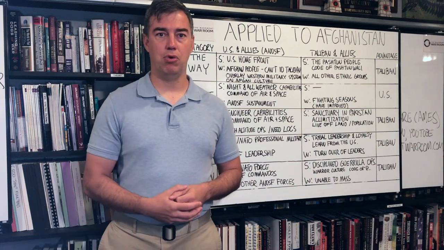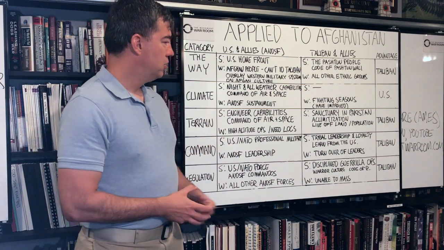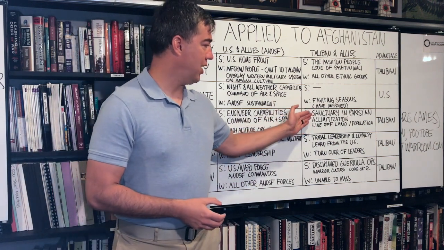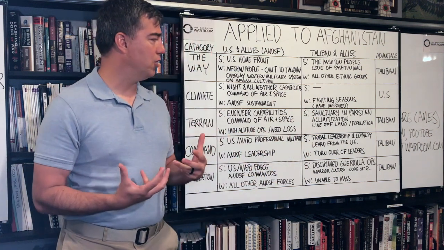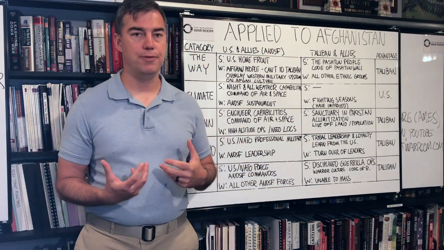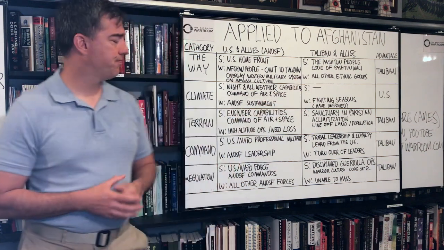So the Pashtun people that happen to live in Pakistan provide a lot of support and sanctuary to the Taliban, who are Pashtuns. So that sanctuary is a great strength. They're acclimatized, they're able to live off the land and the population. So we compare all this, advantage, Taliban.